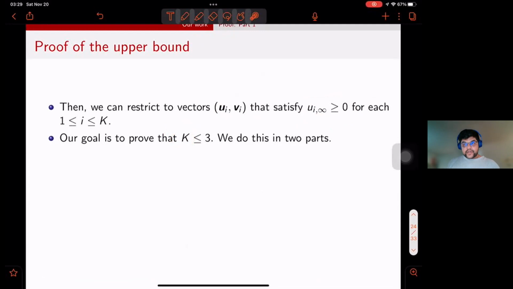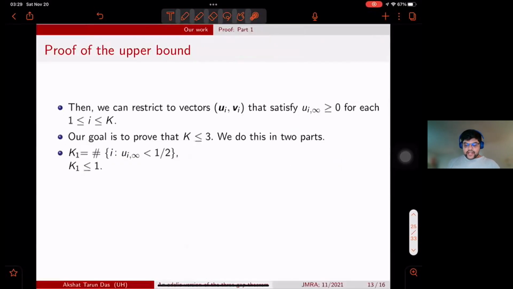So we do this in 2 parts. First, let's take K1 to be the number of lattice vectors (ui, vi) where the real component of the first component ui is less than half. Using the few facts that I just stated a few moments ago, we are able to prove that the upper bound for K1 is 1. So at most, we can have only one such lattice vector.